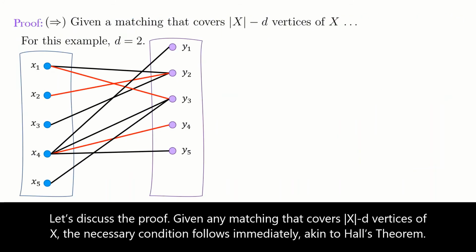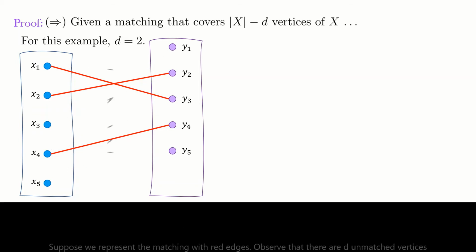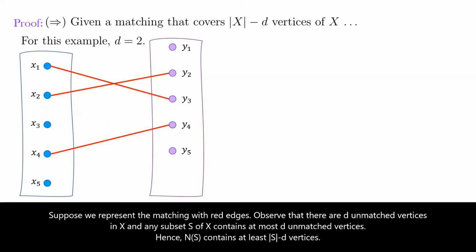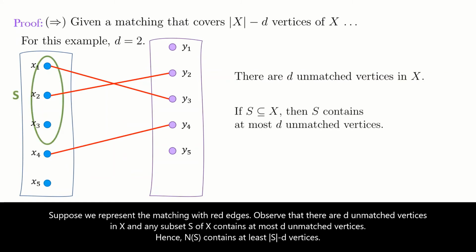Let's discuss the proof. Given any matching that covers |X| minus d vertices of X, the necessary condition follows immediately, akin to Hall's theorem. Suppose we represent the matching with red edges. Observe that there are d unmatched vertices in X, and any subset S of X contains at most d unmatched vertices. Hence, the neighborhood of S contains at least |S| minus d vertices.